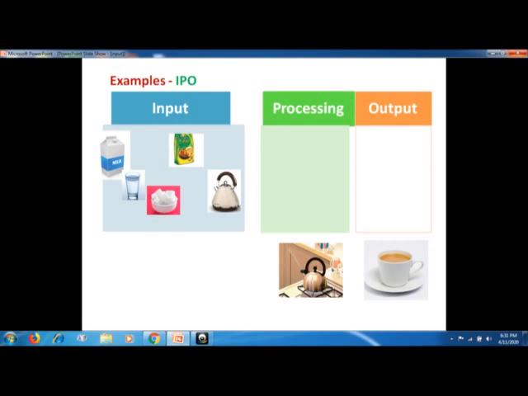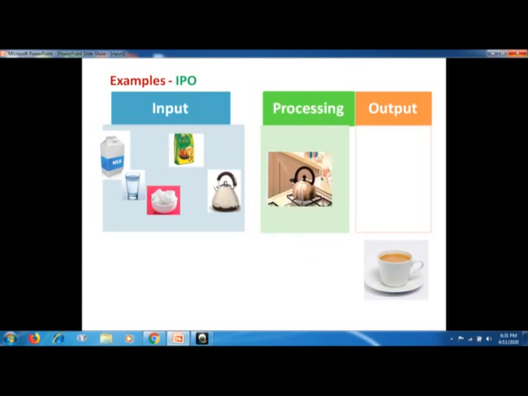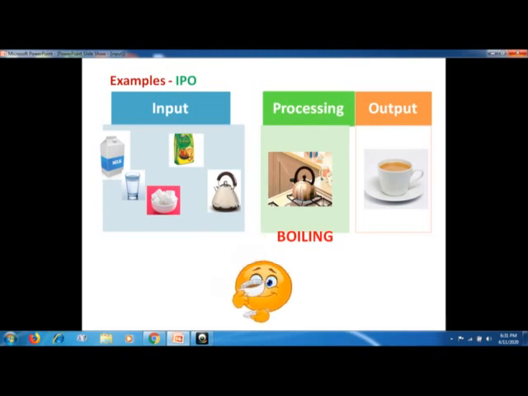So we need to put our kettle on the gas stove, or if it is an electric kettle you need to plug it in, and then what will happen? Boiling will happen, and that is the processing here. And after processing, once you pour the ready tea into a cup, that is the output. Now you can see a smiley enjoying a cup of tea. Okay, I hope now it's clear what is input, what is processing, and what is output.